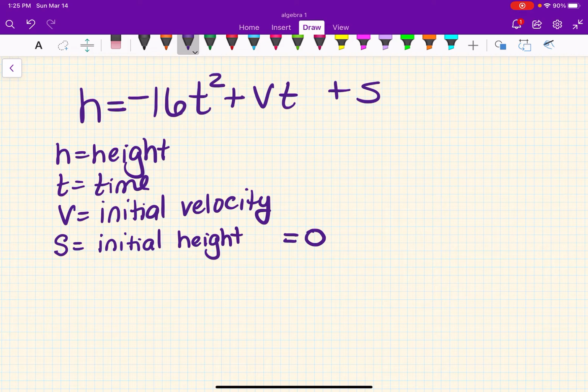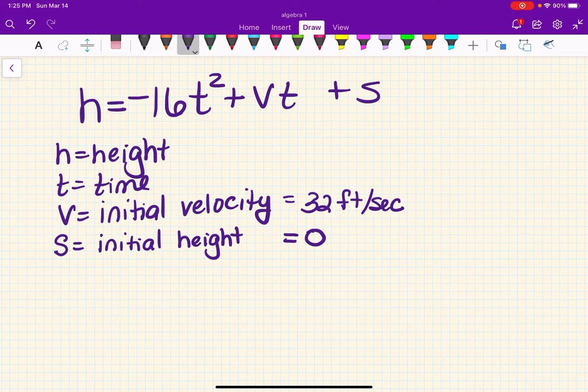Okay, so that's good to know. And it has an initial velocity of 32 feet per second. This tells us a couple things. This tells us our velocity, but it also tells us what we're measuring in. We're measuring feet and we're measuring seconds.